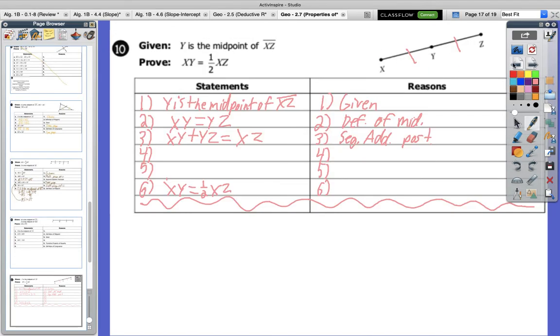So mathematically, I need 2 of the measurement of segment XY equaling the measurement of segment XZ. So if I take this step 2 and I add XY to both sides, that'd give me 2 times XY is equal to XY plus YZ.